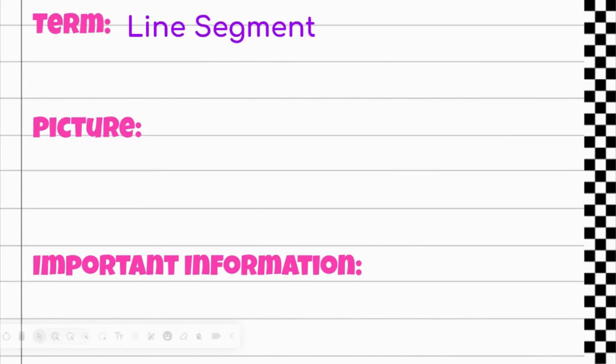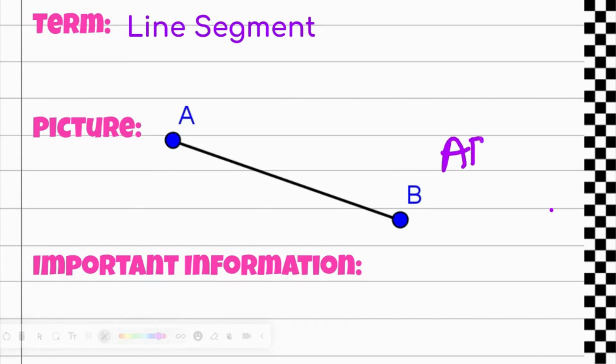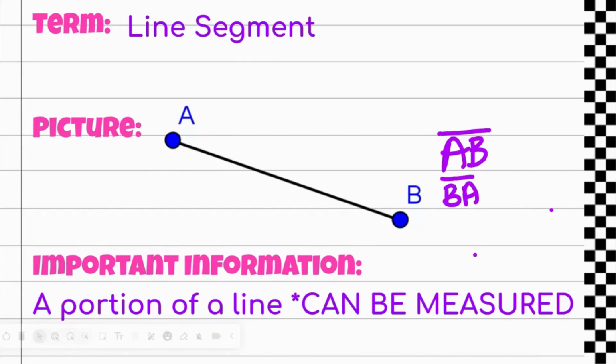The next term is a line segment, and a segment is just a partial part of a line. It looks like this. It has 2 endpoints, and this one is called line segment AB, and you would write that by either saying AB, or you could reverse it and say it's called BA. And the important thing to remember is that it can be measured.